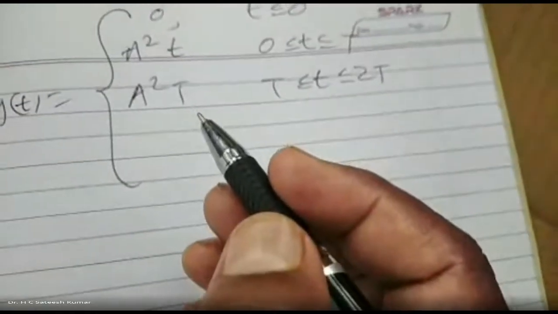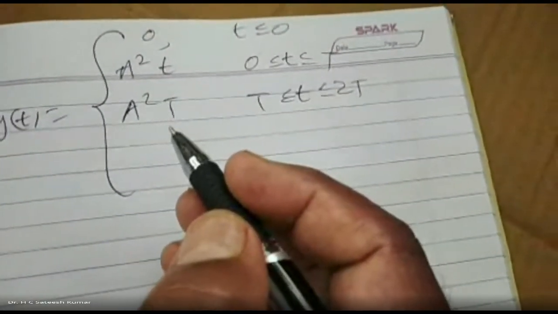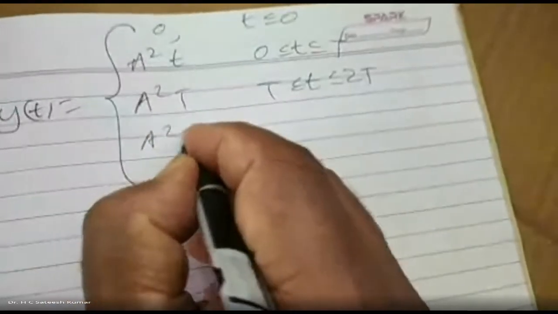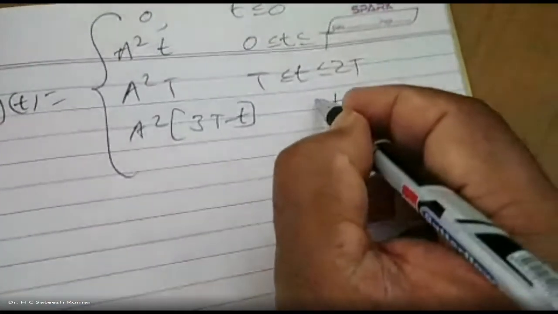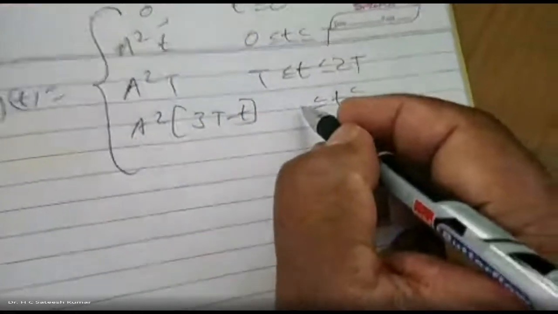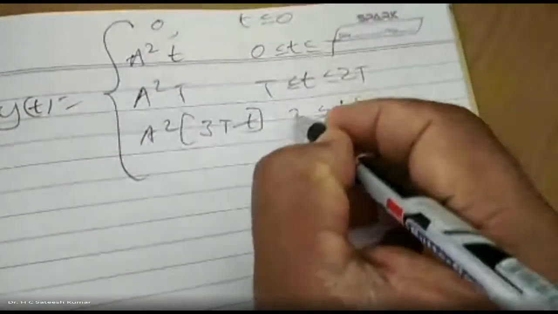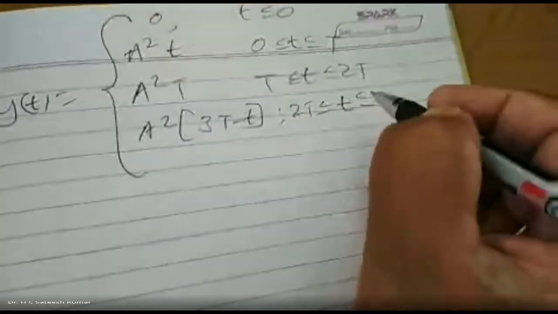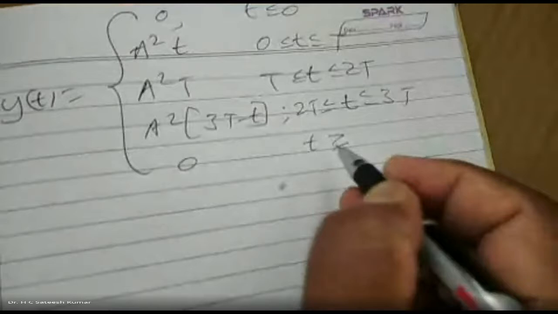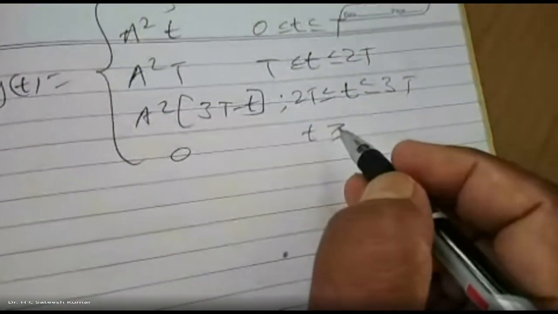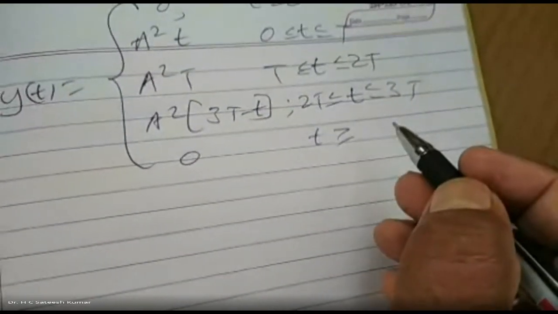Next is A squared into (3T minus t) for t lies between 2T to 3T. And it is equal to 0 for t greater than or equal to the last one, 3T.